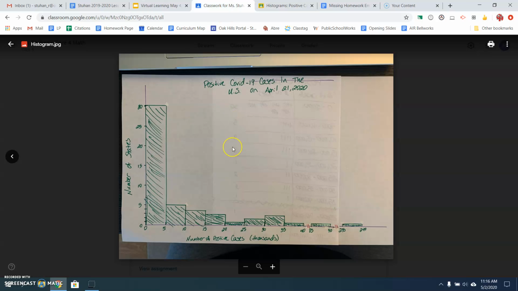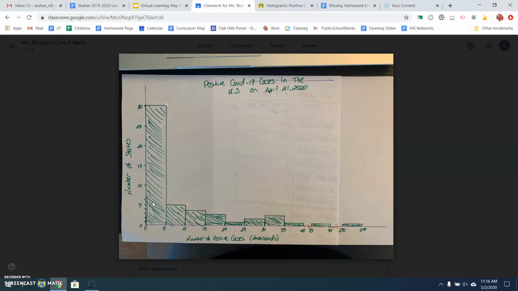And let me show you my example. Here is the example that I had in Google Classroom in the assignment. You can see my labels here at the bottom are right on the line. 0, and then here's the 5, 10, 15, 20. And the reason we do that is because this bar represents a span of numbers. So it's not an exact measurement of how many states have exactly this many positive cases.